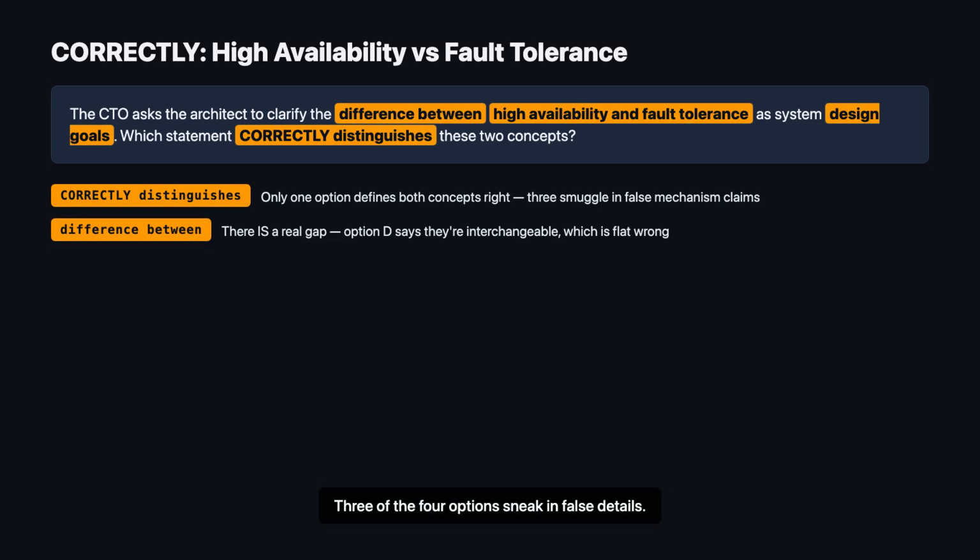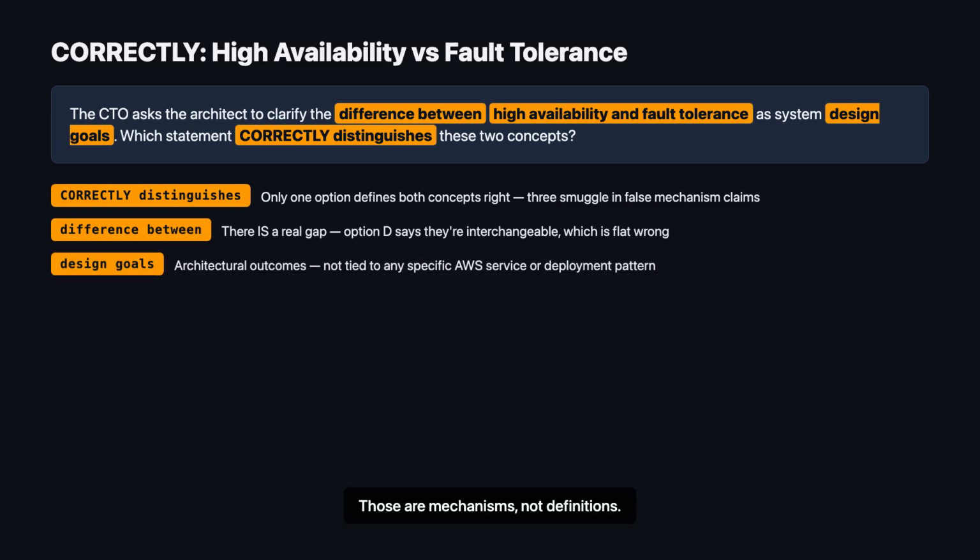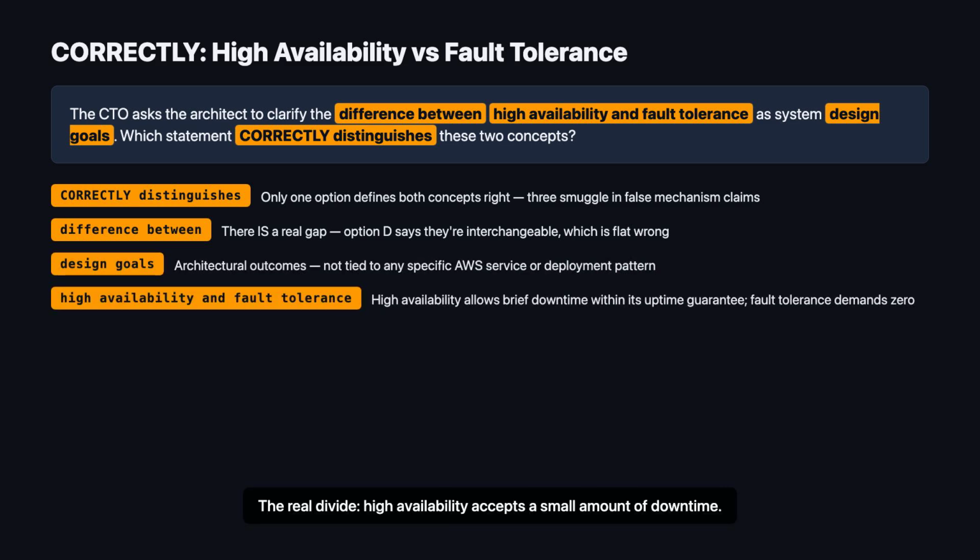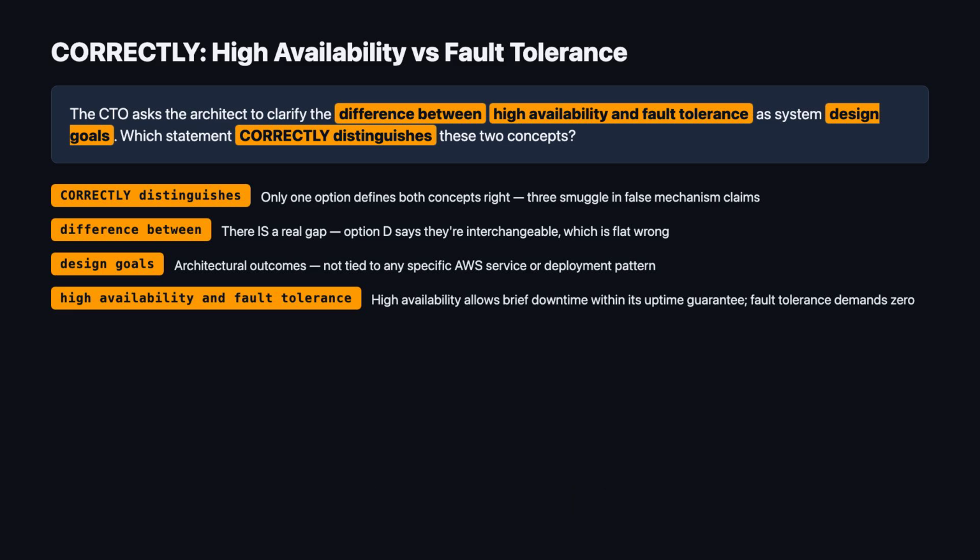Three of the four options sneak in false details. They pin high availability to a specific service like auto-scaling, or pin fault tolerance to multi-region setups only. Those are mechanisms, not definitions. The real divide: high availability accepts a small amount of downtime. Even 99.99% uptime allows 52 minutes of outage per year. Fault tolerance demands 0. That's why C wins.